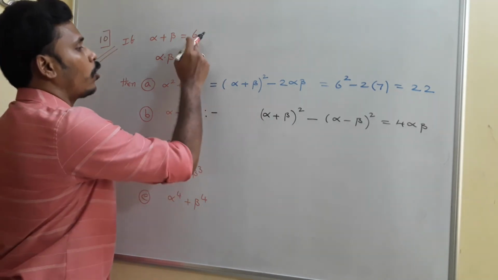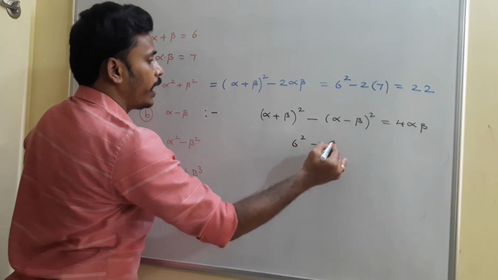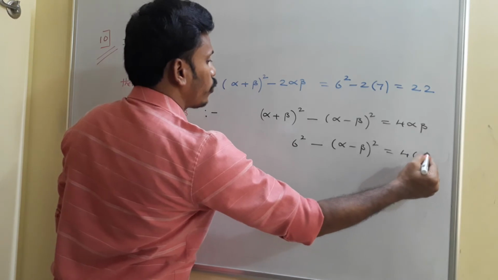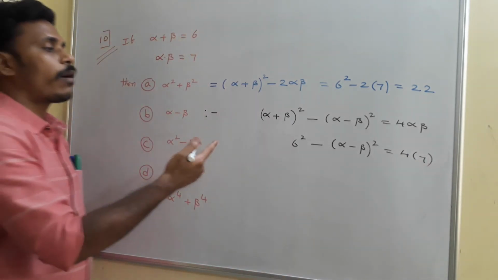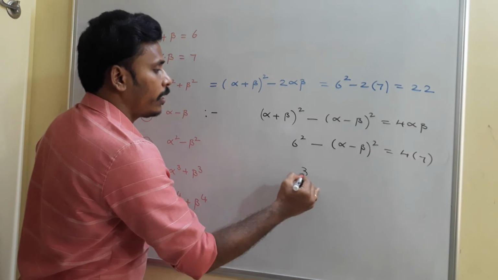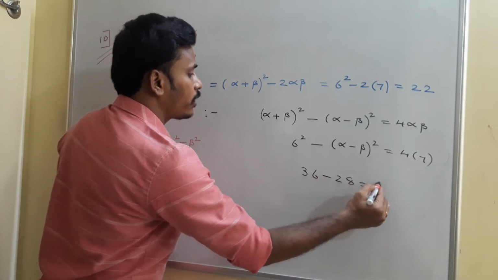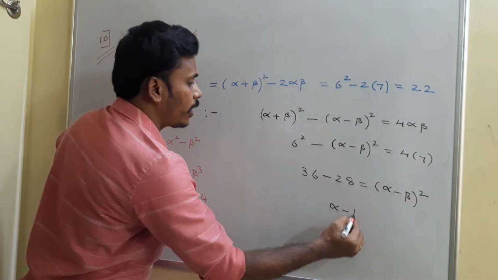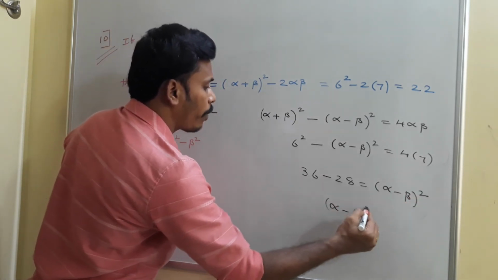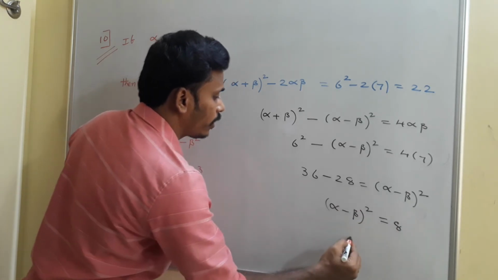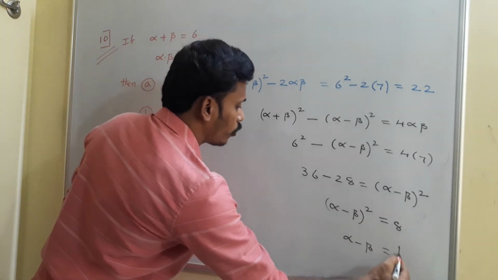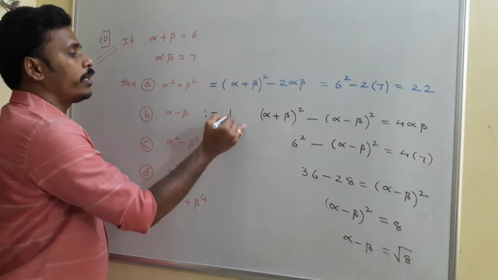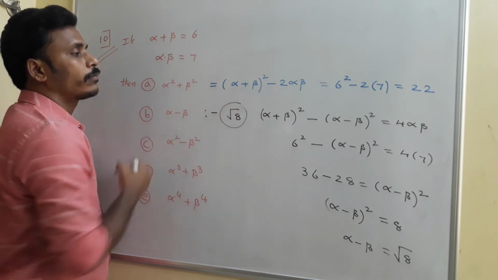So alpha plus beta whole square is 6 square minus alpha minus beta whole square is equals to 4 into 7. I need alpha minus beta whole square, so that 4 into 7 goes to this side. 36 minus 28 is equals to alpha minus beta whole square. That is equals to 8, and alpha minus beta is equals to square root of 8. So at the end the alpha minus beta value is root 8.